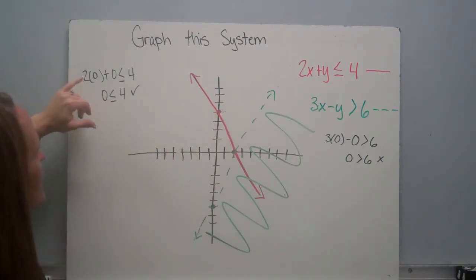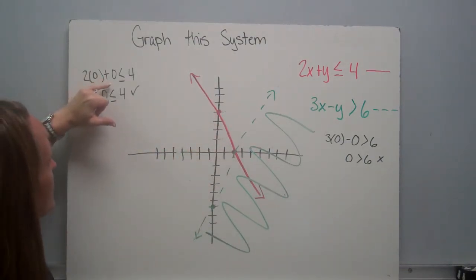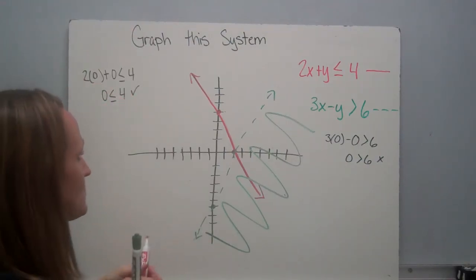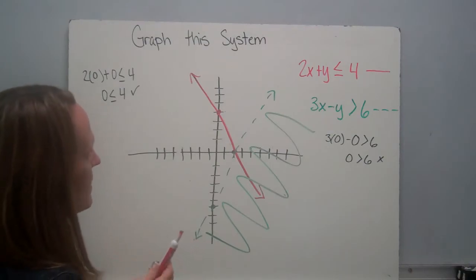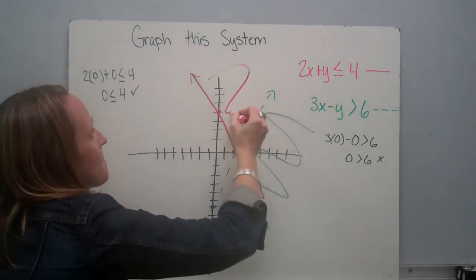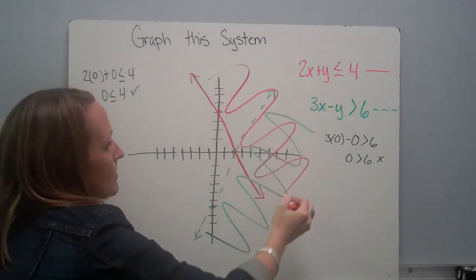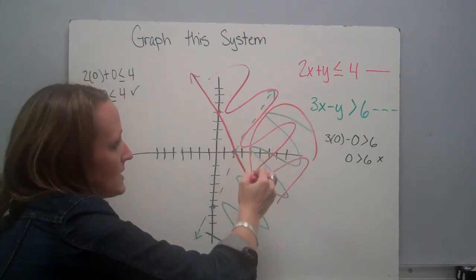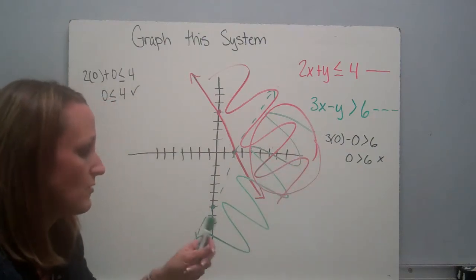So let's look at the other one. 2 times 0 plus 0, of course, is 0. And 0 is less than or equal to 4. Well, that does work. So in this one, I want to shade the positive. So that means that we have our answers right in here. All of our solutions are going to fall right there.